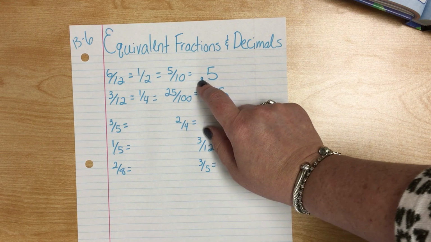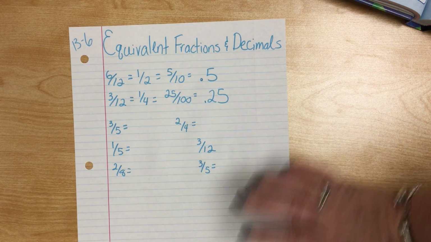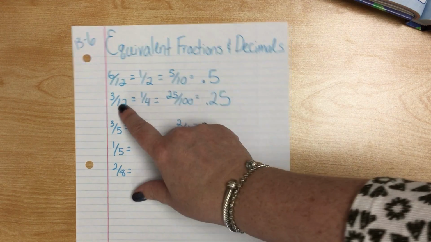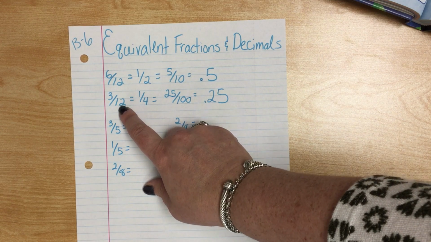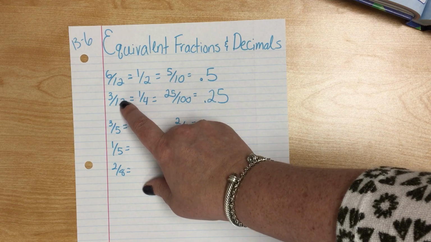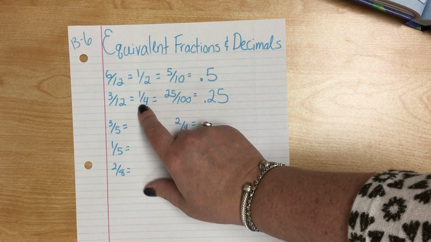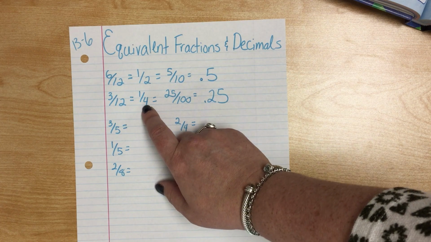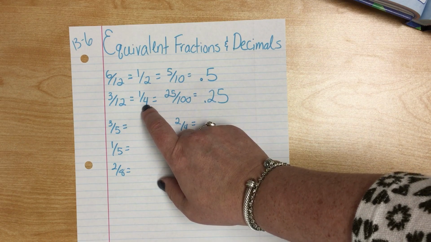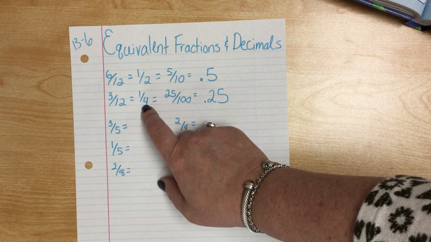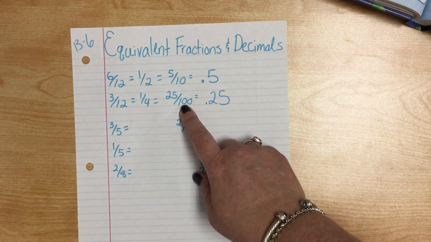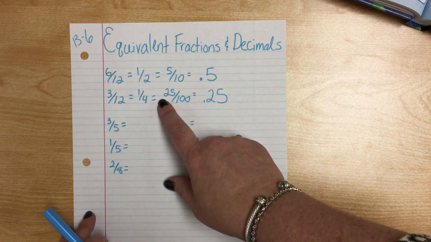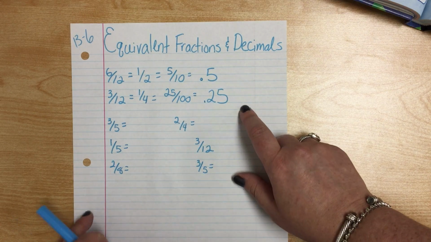So I'm having to do a lot of steps on this one. These aren't truly difficult steps, but it's a bit tedious. So for the next one, 3/12. Again, 12 can't go into 10, can't go into 100. So I'm going to simplify it to 1/4. Whenever I see a denominator of 4, I immediately go to quarters. I know quarters. If I have 4 quarters, I have $1. If I have 1 quarter, I have 25 cents. So 25 out of 100 becomes 0.25.